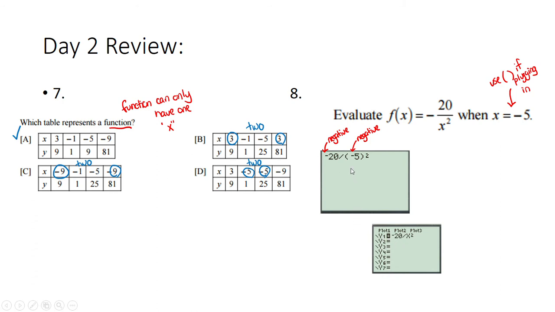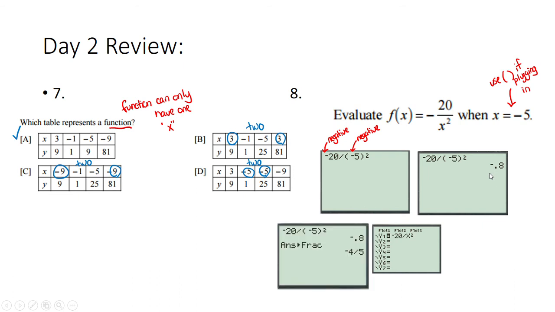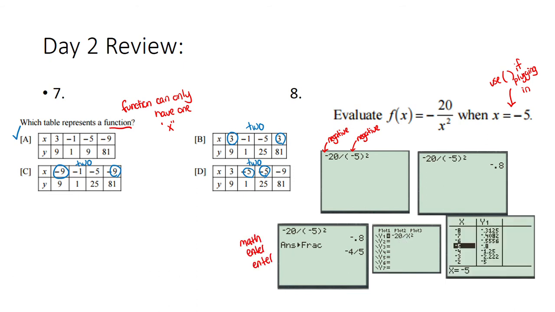Okay, so if I hit enter right here, I would get -0.8. And -0.8, if I hit math enter, is -4/5. Math enter is our little trick that we do to turn decimals into fractions. Now, if I use my y equals key, I would type in -20 divided by x squared, and then go to our table and we see -0.8. Now, the downside of using your table is your table only shows your answers as decimals, not as fractions.